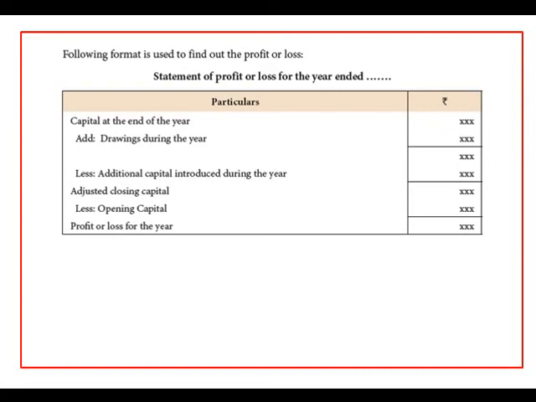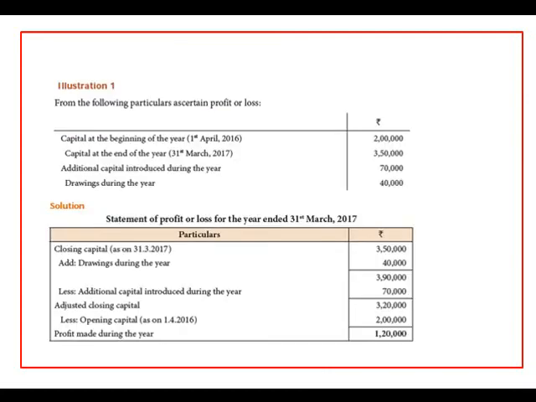Here we have an illustration to find out profit or loss. In this problem, we are given opening capital, closing capital, additional capital and drawings. The profit or loss is prepared according to the method we discussed above. Closing capital is taken at the beginning, and with that, drawings is added, and additional capital introduced during the year is deducted. So we arrive at the adjusted closing capital. From the adjusted closing capital, we deduct opening capital. Since the opening capital is less than the adjusted closing capital, we get profit.